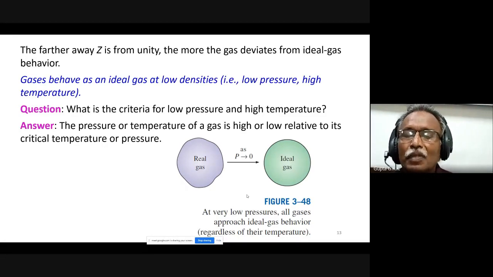Okay, so this is related to the critical conditions. Okay. And real gas, as P tends to 0, it behaves like ideal gas, means at low pressures.